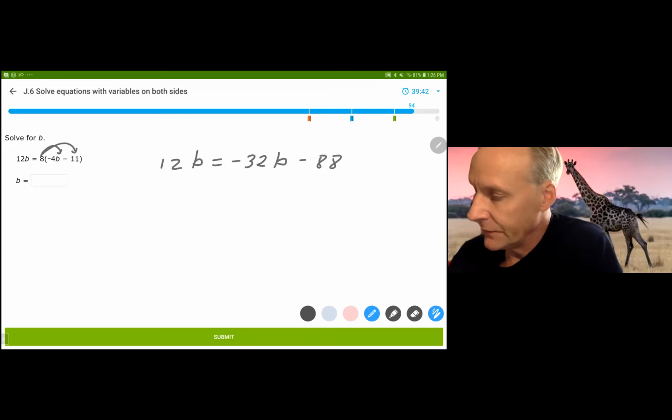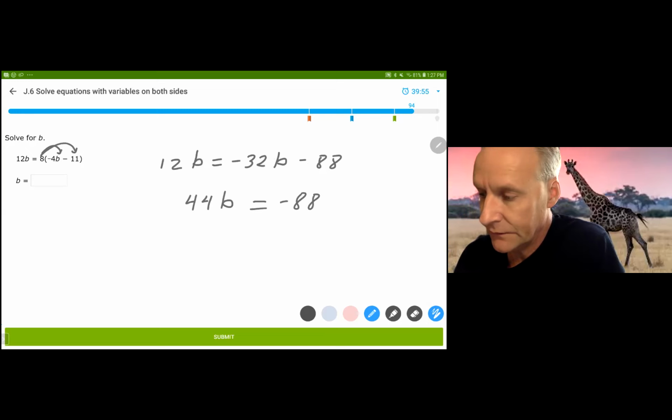I'm going to add my 32b to both sides, and I'm just going to do it in my head. Add 32b to both sides, you get 44b is equal to negative 88. Don't forget the negative is still associated with the 88 there. Dividing by 44 gives you b equals negative 2.